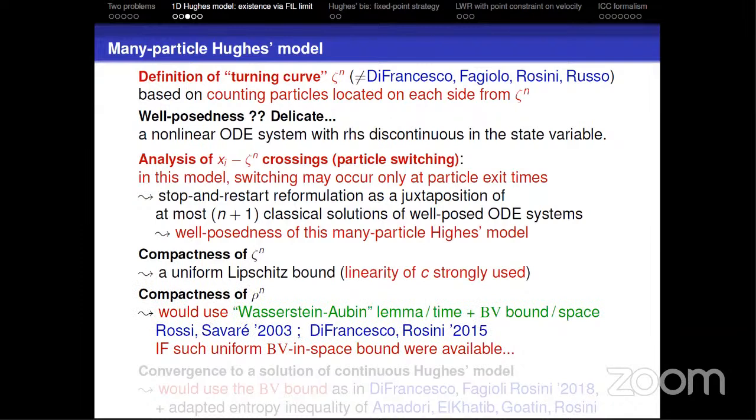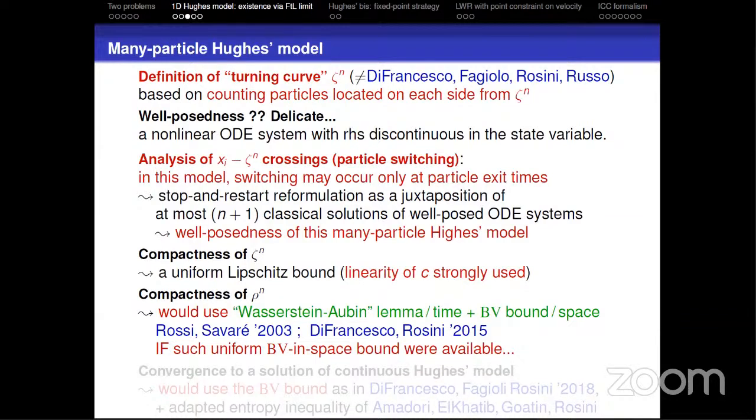Now the compactness of rho n. What was established by carefully applying the previous works is that you would use the Wasserstein-Aubin-Lions lemma, which was put forward in Di Francesco–Rosini works first, with respect to time, plus BV bounded space, following the Rossi–Savaré abstract Wasserstein Aubin–Lions lemma, if this BV bounded space were available.